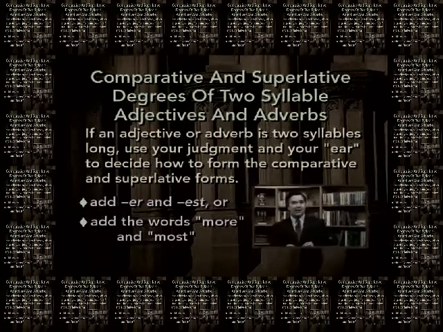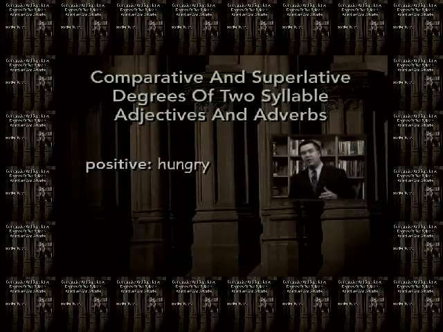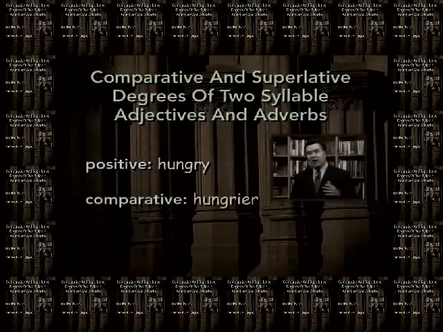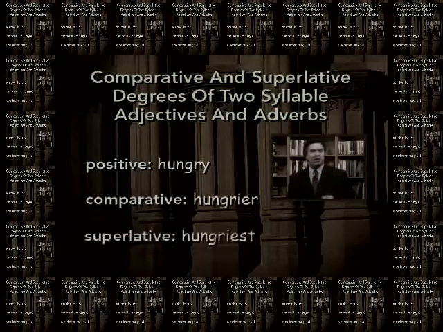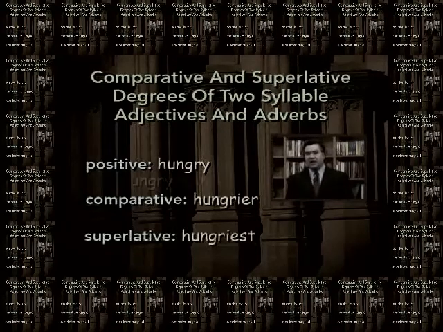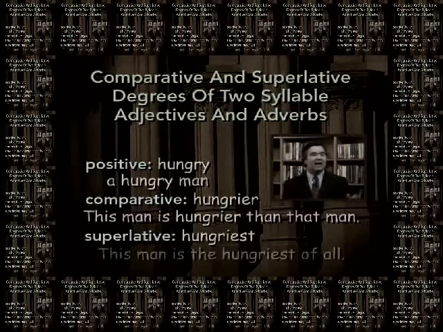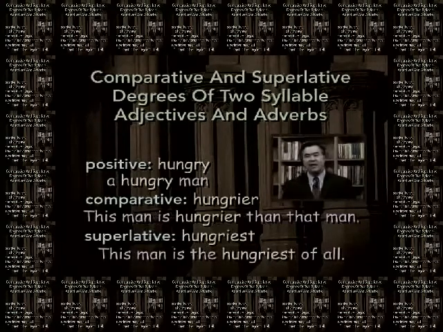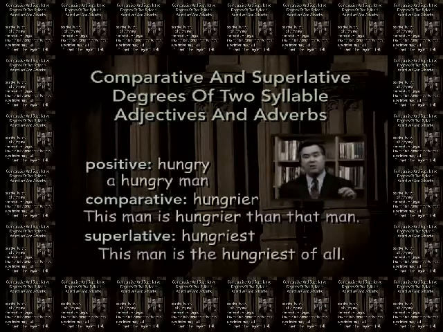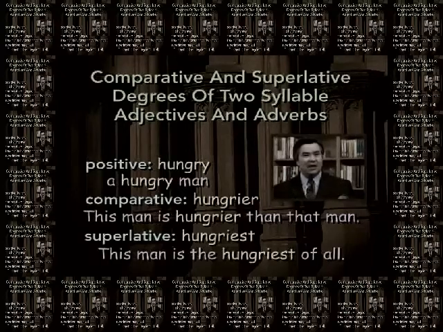Let me give you a couple of examples. Take the adjective hungry, a hungry man. How would you form the comparative and superlative forms of hungry? Well, you could add er and est to hungry to form the comparative and superlative degrees, and the word would sound just fine. A hungry man, this man is hungrier than that man. This man is the hungriest of all. I think that sounds fine. So here we have a 2-syllable adjective where the comparative and superlative degrees can be formed by adding er and est to the same word.